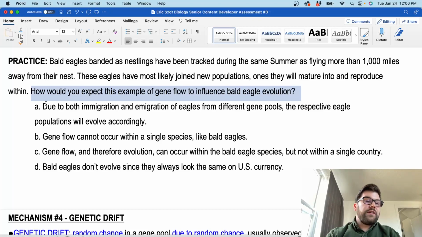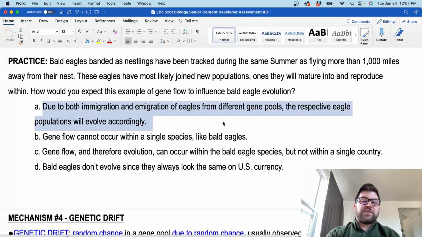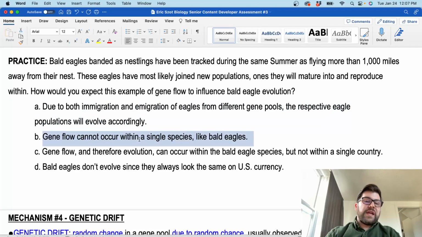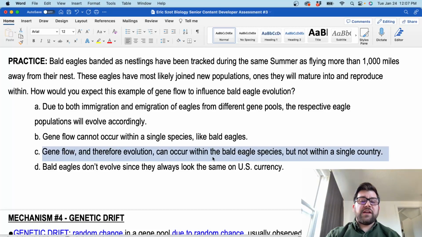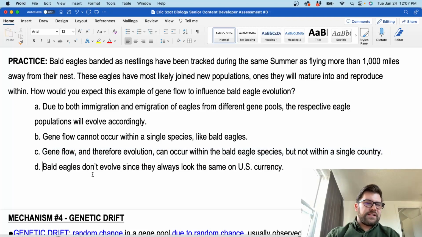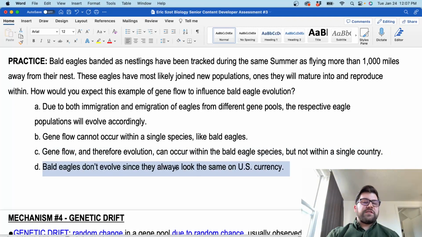So let's look at A. Due to immigration and emigration from different gene pools, they'll evolve accordingly. Okay, that's a fair statement, but let's keep going. B, gene flow cannot occur within a single species. No, get out of here with that one. C, gene flow and therefore evolution can occur within the bald eagle species, but not within a single country. Well, bald eagles don't acknowledge country lines and borders, so that doesn't make sense. And D, bald eagles don't evolve since they always look the same on U.S. currency. Well, that's just baloney.